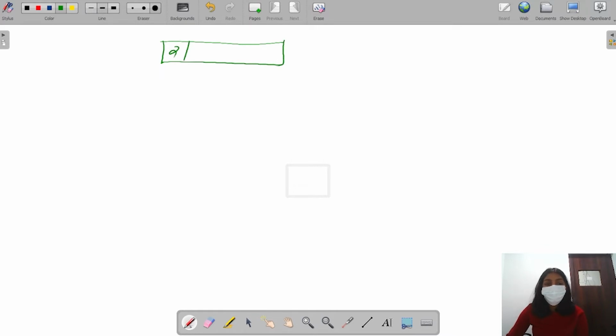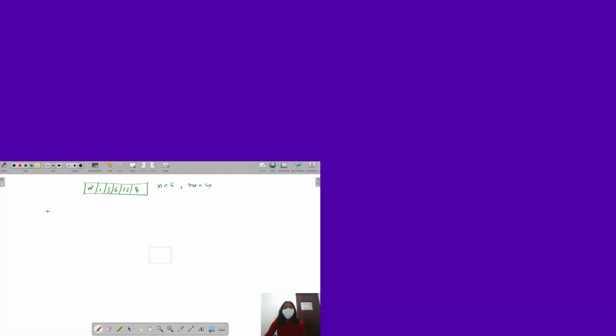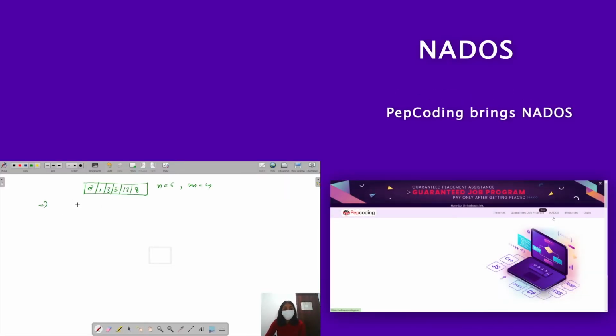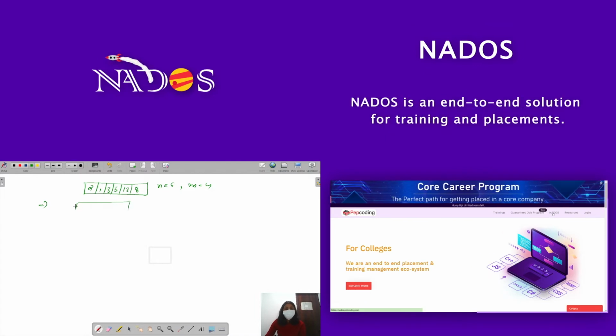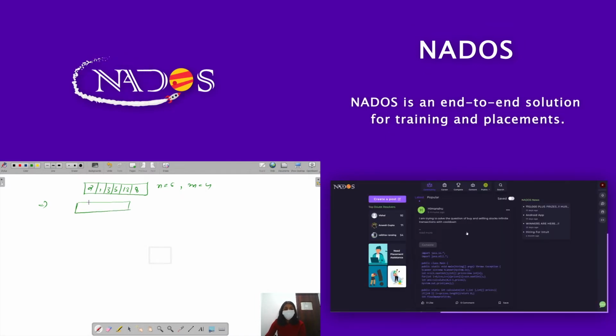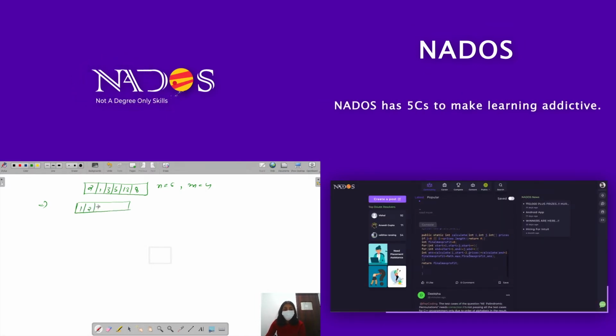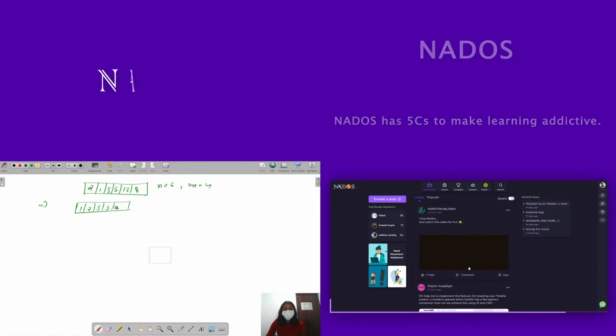Okay, so 2, 1, 3, 5, 13, 8. This is my distribution, n is equal to 6, m is equal to 4. So if I sort this array, I get the answer in less time. Sorting will help me solve this problem easily. Let's see how.